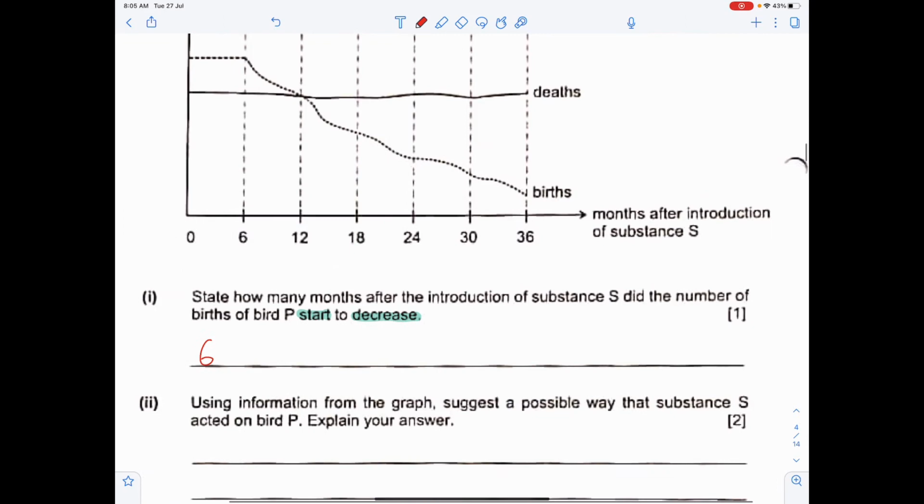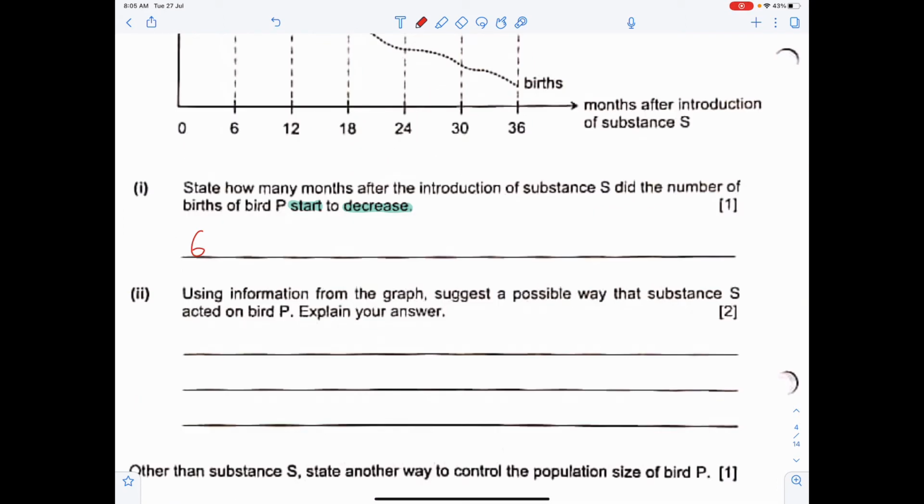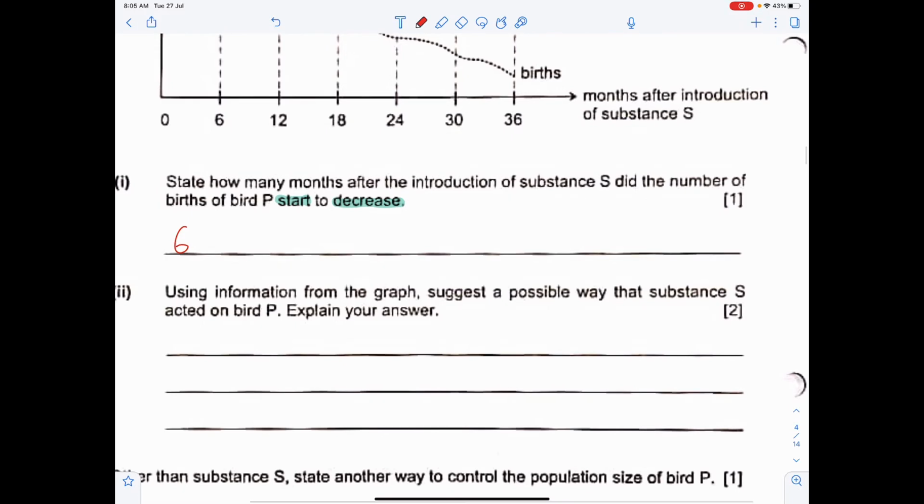Now, this is the question that I would like to spend a little bit more time on. Using information from the graph. This is actually very important. Whenever you're given a graph, you have to quote data from the graph. You have to quote evidence from the graph. Suggest a possible way that substance S acted on P. Explain your answer. So this question is on generating possibilities. As long as it's logical, we will accept it within the tested topic.